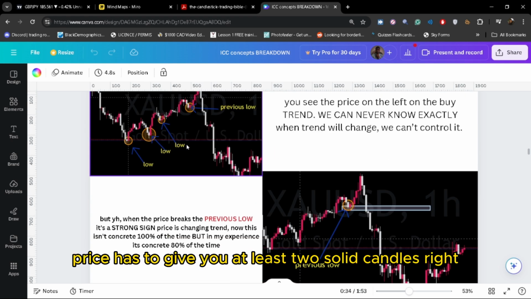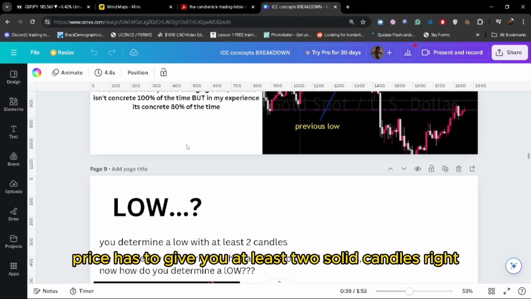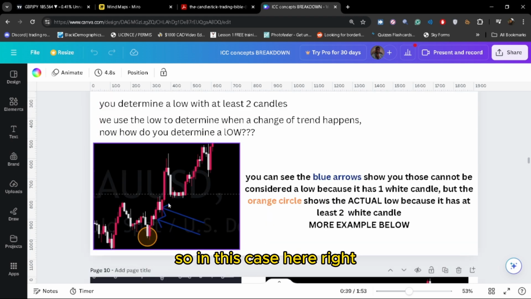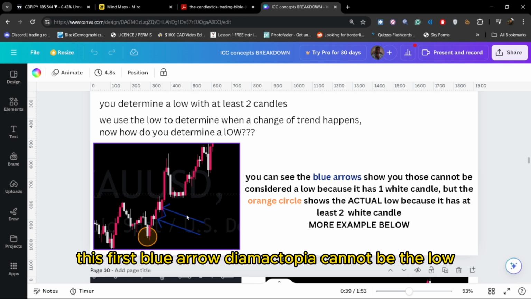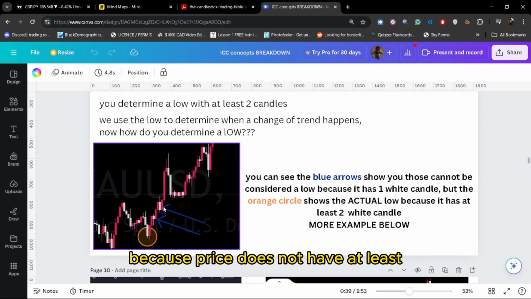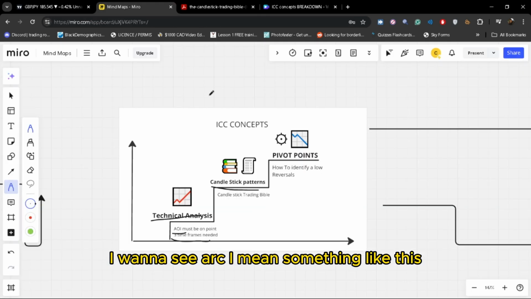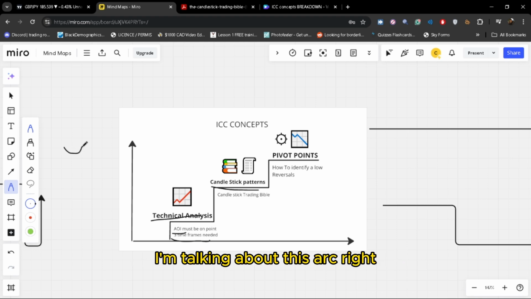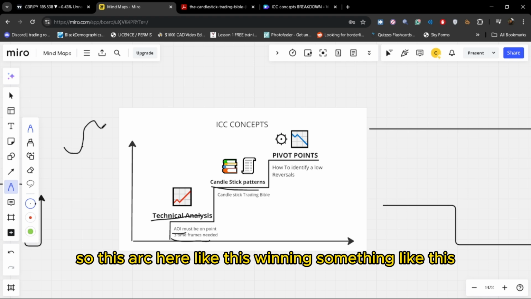See, price has to give you at least 2 solid candles, right? So in this case here, price is trending up, right? This first blue arrow that I marked up here cannot be the low, because price does not have at least 2 solid sell candles to create that arc for the low. And when I say arc, I mean something like this, right? So when it comes to figuring out the low, I'm talking about this arc.